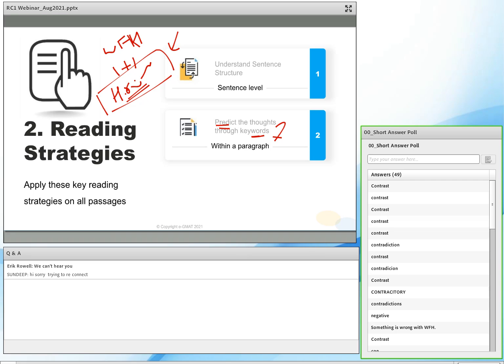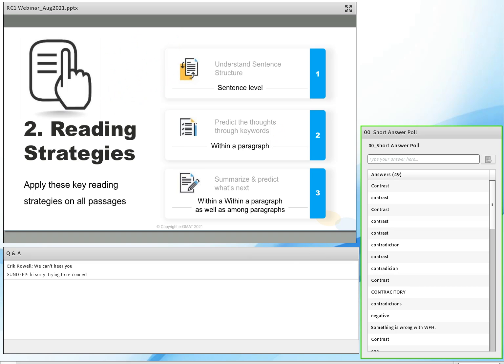But imagine a super complicated sentence which is very hard to understand. But because of that word, however, you still know what the author is really trying to talk about. So I want you to start focusing on those keywords. That's very important. The third and most underrated strategy is summarization.